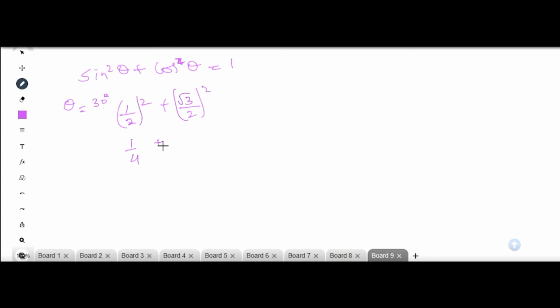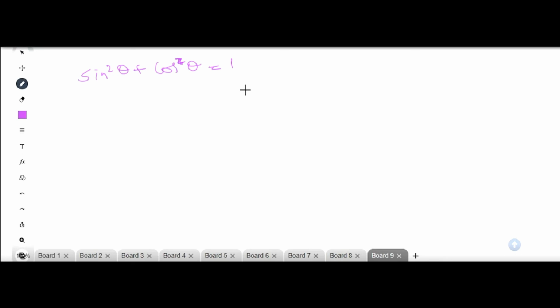Can you add them up? Give me a second. I got 0.75 for that. No, what is 1 by 2 the whole square? It is 1 over 4, plus 3 over 4, equals 1. So this always holds good: sin square theta plus cos square theta equals 1. Let us see what we can deduce with this particular equation.